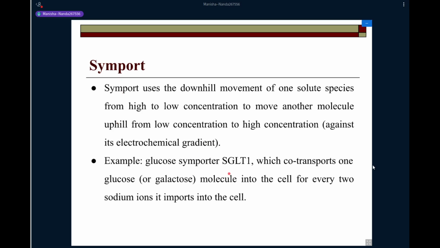For example, the glucose symporter SGLT1 co-transports one glucose or one galactose molecule into the cell for every two sodium ions it imports into the cell. So you will see the direction of transport is always the same. However, the concentration gradient is different, right? One molecule is moving passively while the other is utilizing that electrochemical gradient that is generated due to that passive movement to actively transport another molecule, but in the same direction.